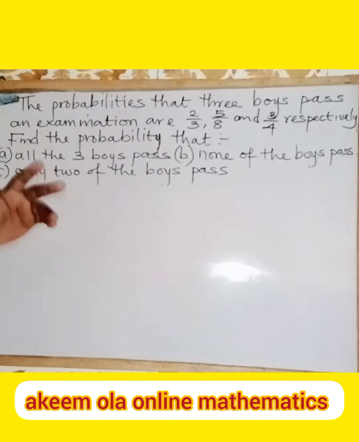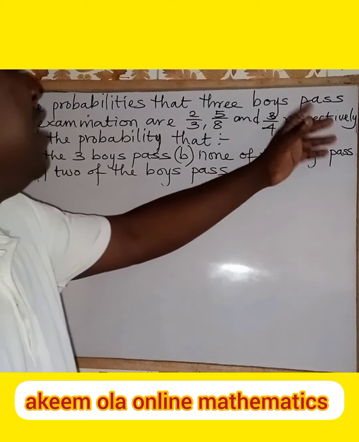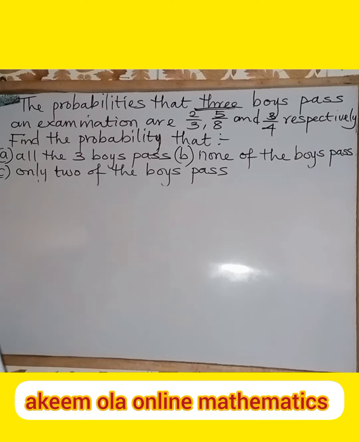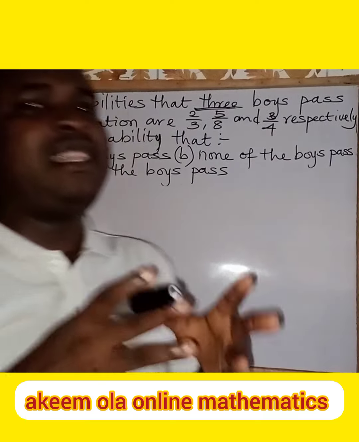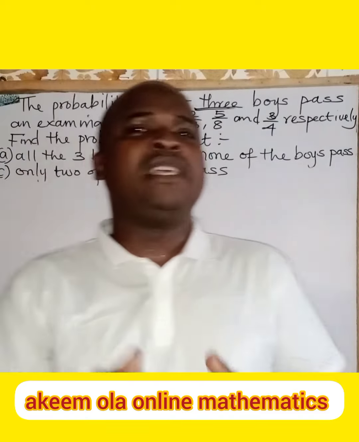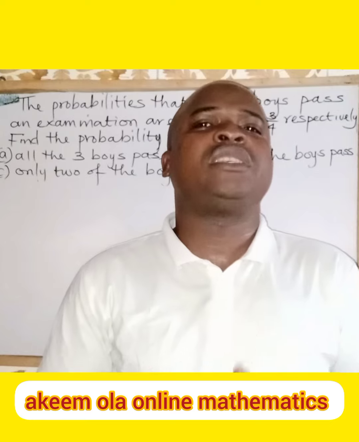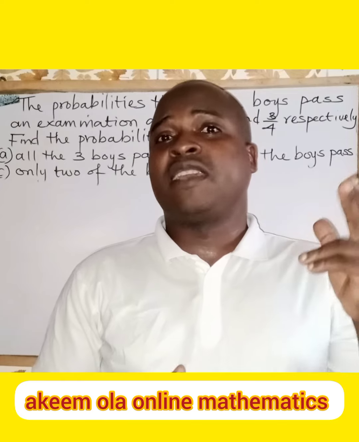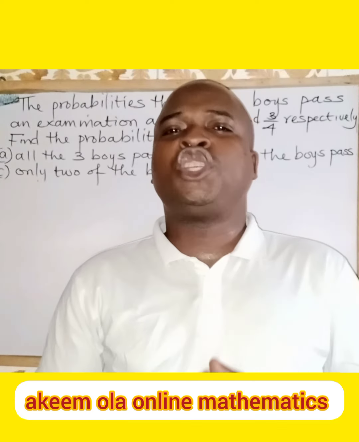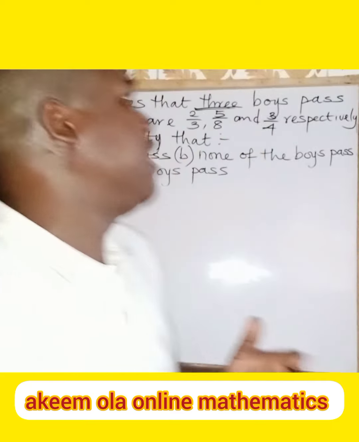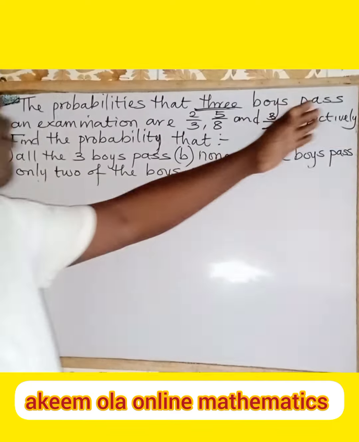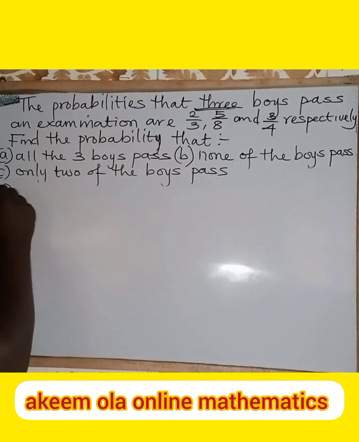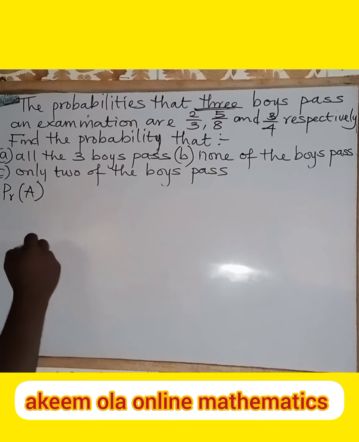Let's go solving. We are given from the board the probability that three boys pass an examination. Normally in a situation like this, once you consider the probability of success, you also need to consider the probability of failure. As you know, the probability of success plus the probability of failure will surely give you one. So here we are given the probability that the three boys pass an examination. Let the first boy be represented with A.